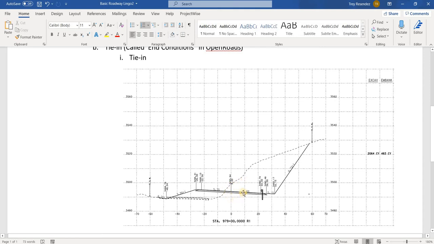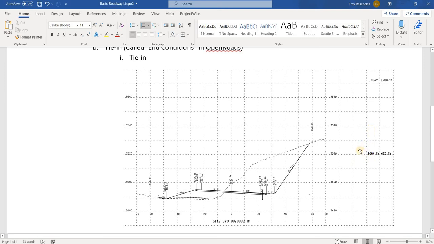So in here, this is considered cut because this is the natural ground along this cross section at 979. This dashed line is the existing ground. So if our roadway is below the existing ground, then we're in a cut section. And if our roadway is above the existing ground, like in this case, then we're in a fill section.